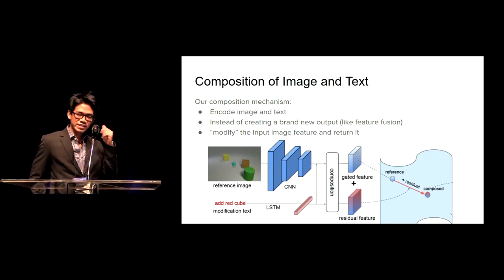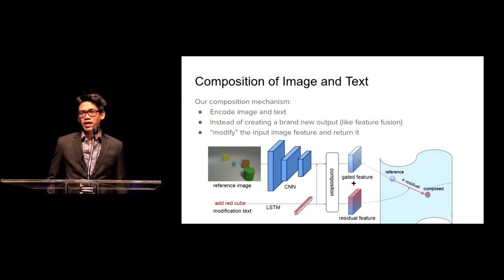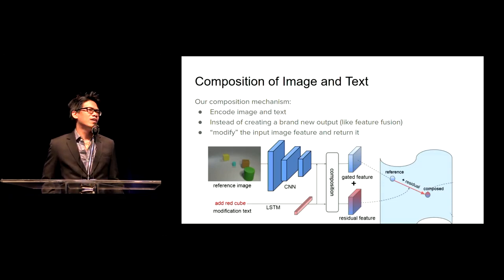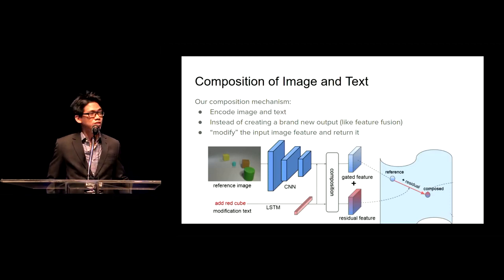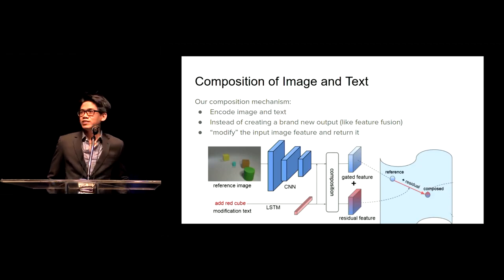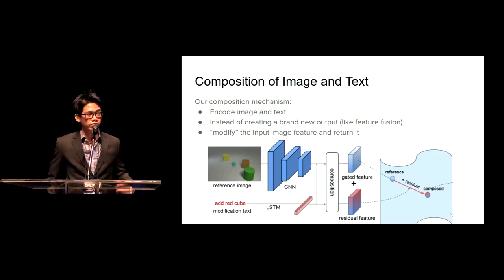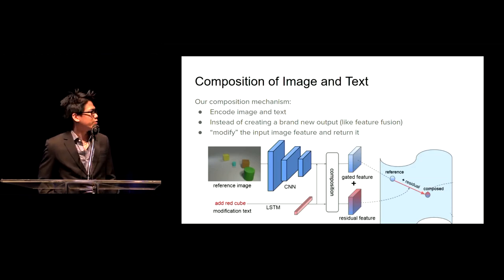So the motivation is basically instead of creating a brand new feature in a new feature space, we just pretend that we are in the same image feature space and we're taking a walk from the reference position to the new position. So basically, this just imposes a strong prior on what the output feature vector would be, so it's quite simple.